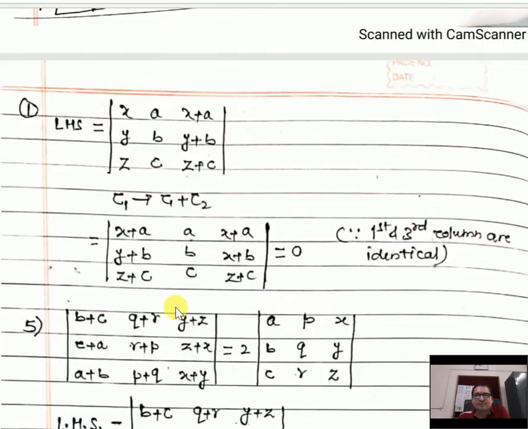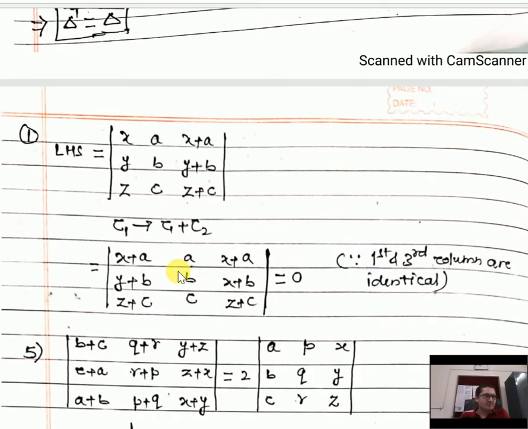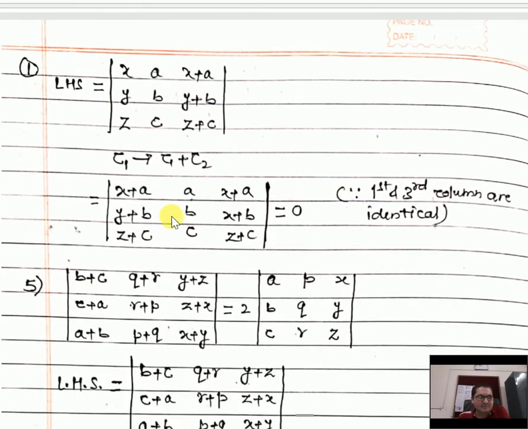Now we are going to do some problems. Question number 1. Use the properties of determinants without expanding, which means we can't expand it. Just apply the properties and solve it. You have to prove that this determinant is equal to 0. So this is the left hand side. I have taken x, y, z, a, b, c, x plus a, y plus b, z plus c.